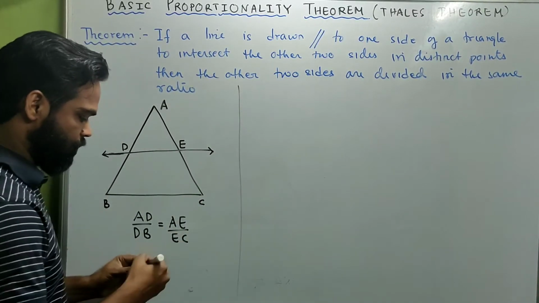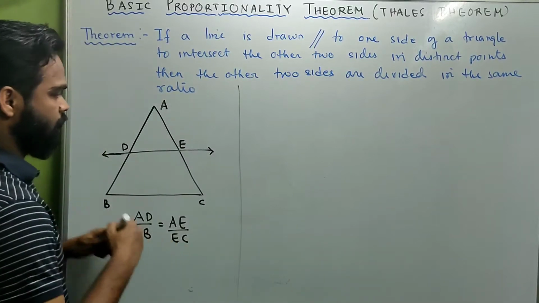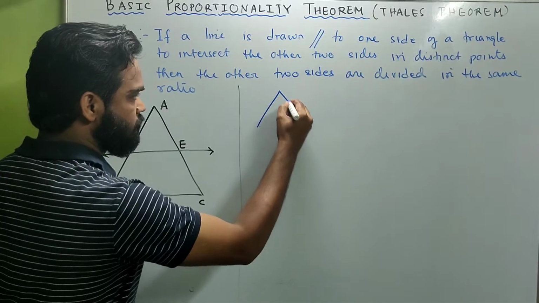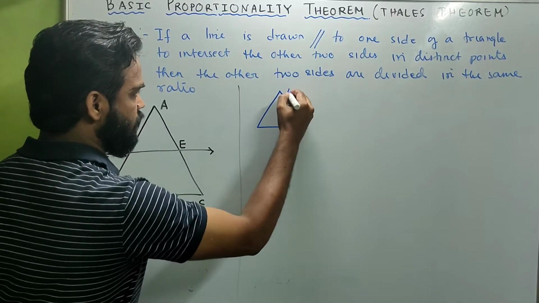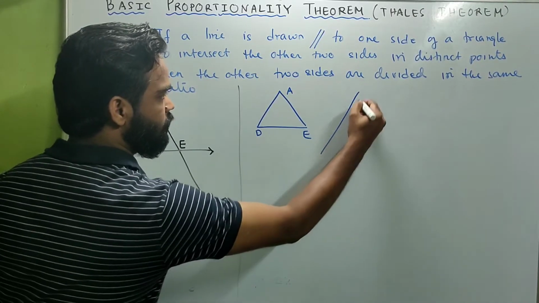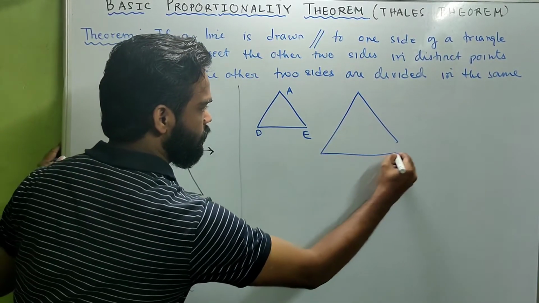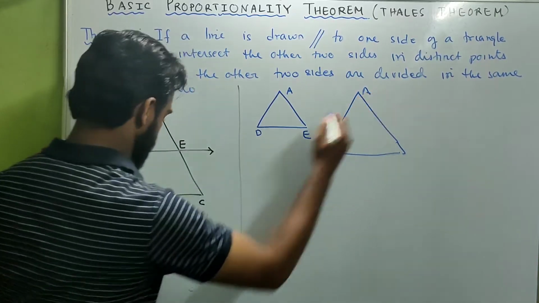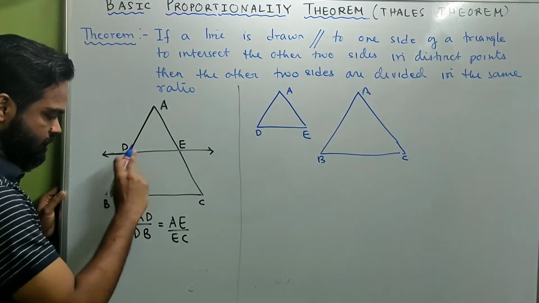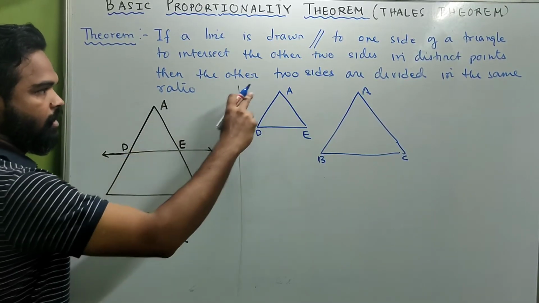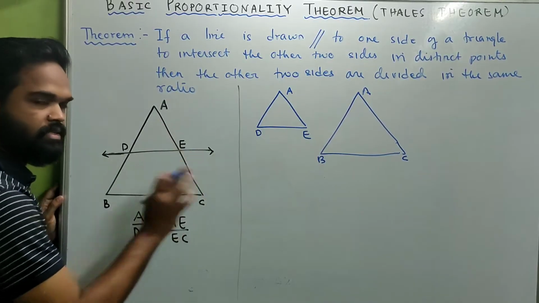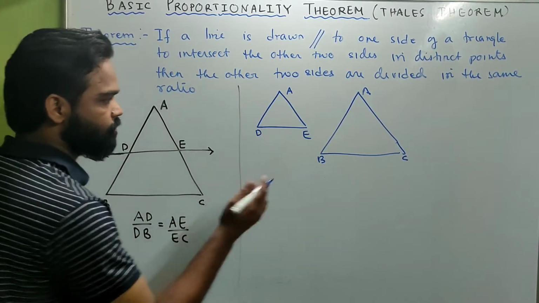Look carefully. I'll prove this. Now, I'll just split this into two triangles, ADE and ABC. I need to prove that AD by DB is the same as AE by EC. Look carefully.